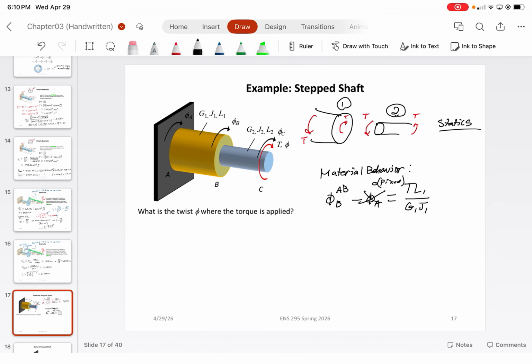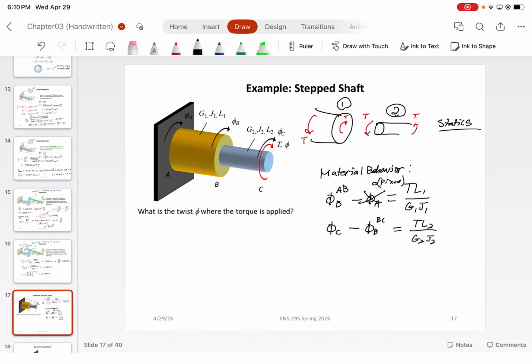All right, but in a similar way, we can calculate the rotation at C for member BC, which would just be phi C, and then subtract that from B for member BC, which has to equal T times L2 over G2 J2.